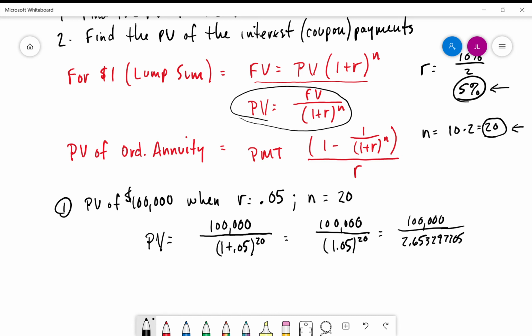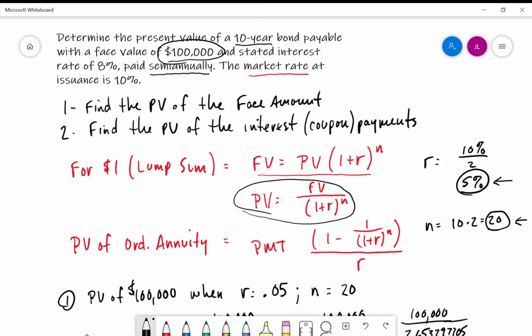So 100,000 divided by 2.6532977.05 gives us $37,688.95. Okay. This is the present value of our $100,000 here.